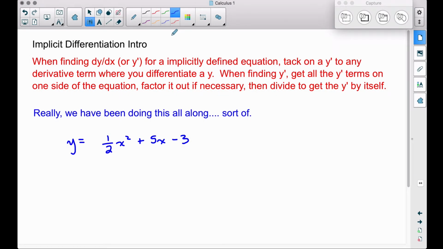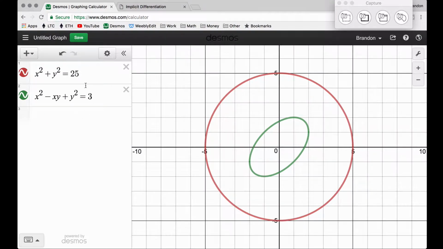In this video, we're going to look at implicit differentiation, and this video is going to serve as an intro. Basically, when we're trying to find y prime, and later on in the course, you're going to have equations given to you implicitly. These are examples of equations where you are given y implicitly. Basically, you have some x's and some y's mixed together and you need to find the derivative.